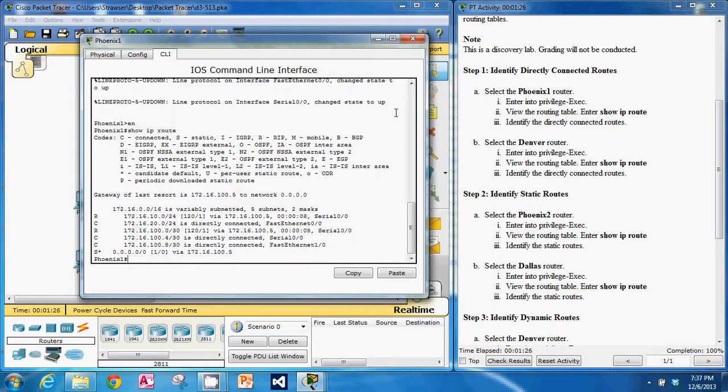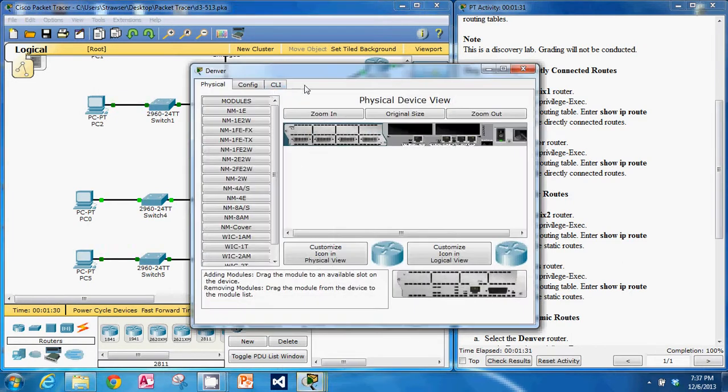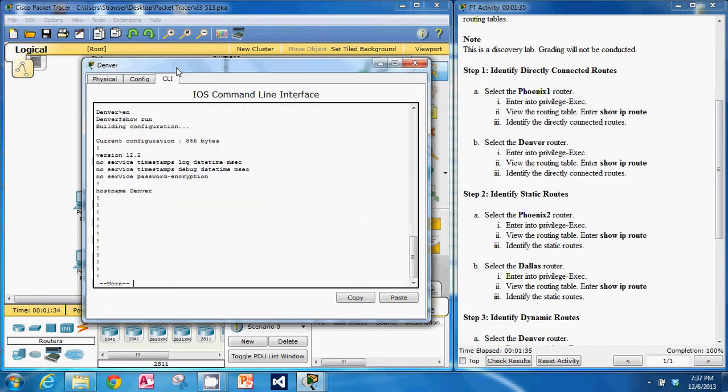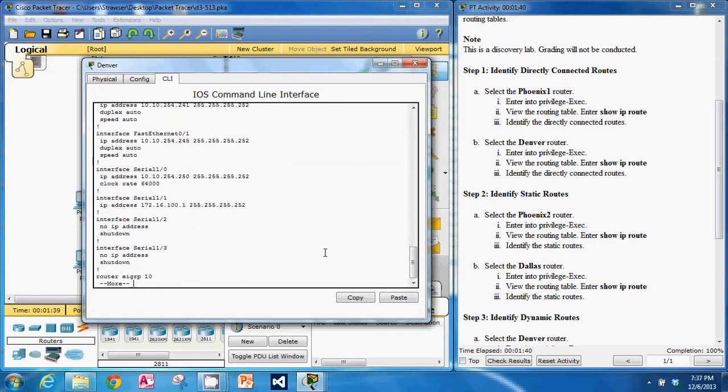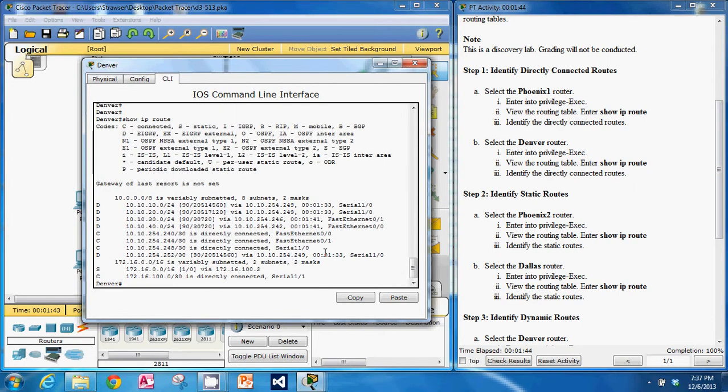And then on the Denver router, I press show run, which is good. So a show ip route, and we're looking for directly connected routes. You can see we've got four of them down here. All the ones that have the C over here are the directly connected routes.